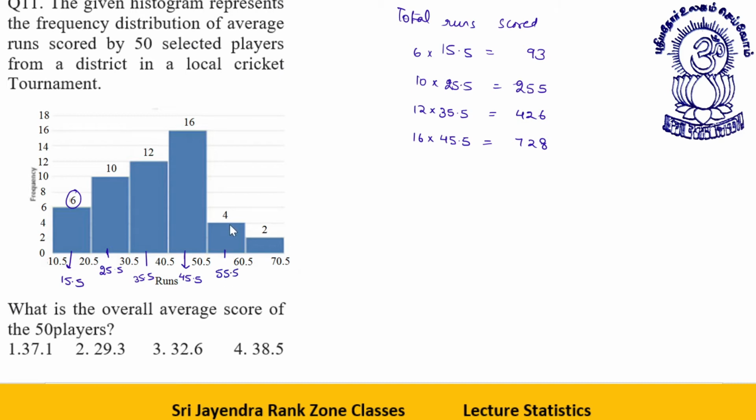Last, this is 55.5. 4 people scored 55.5. So I will write 4 into 55.5. 4 into 55 is 220, half into 4 is 2, so 222. Next is 60.5 to 70.5, so the midpoint is 65.5. 2 people scored 65.5. 65 into 2 is 130, so 131. Now you have to add this.